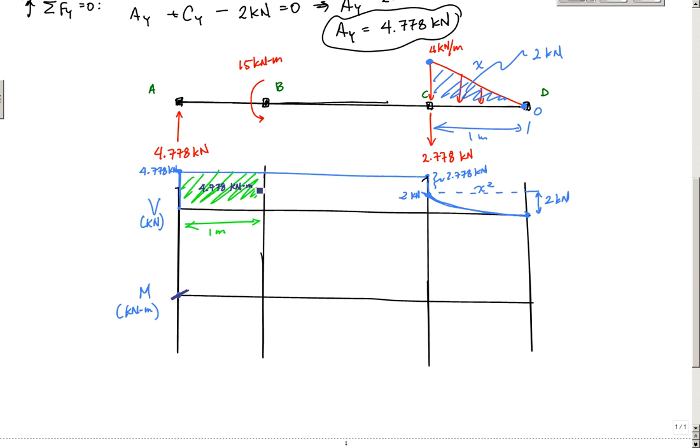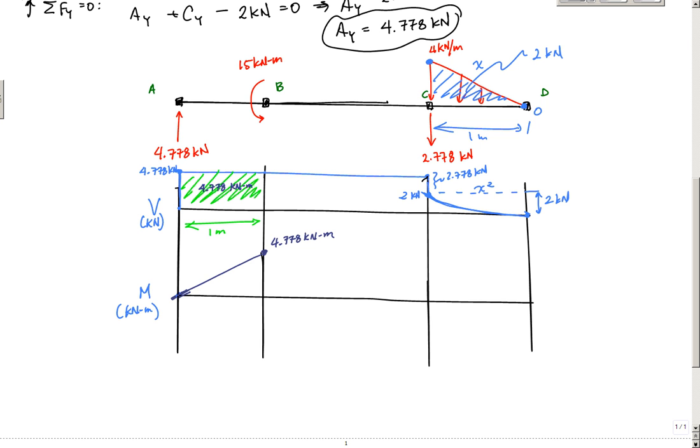So this area is the change in moment that I should experience between these points. This value goes from 0, and the change in moment is going to be a positive 4.778 kilonewton meters, right? Now, I have a concentrated moment here. And sometimes the thing that really messes people up is, depending on which way the arrow is or which way the moment is rotating, do I jump up? Do I jump down?